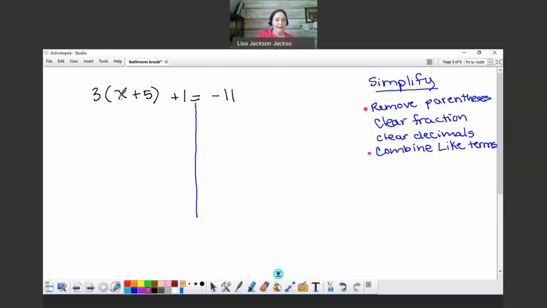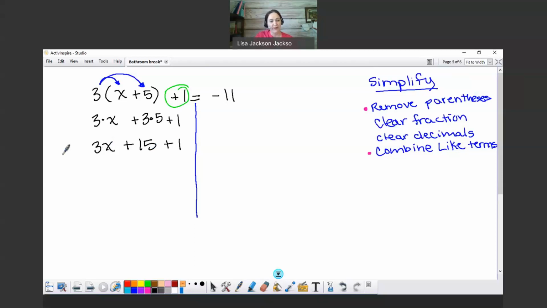All right, so there's our parenthesis, 3 times x and 3 times 5. Don't lose this 1 here. That's a place we go wrong, is just forgetting to write stuff down. Okay, I will simplify. 3 times x is 3x. 3 times 5 is 15, and we have that plus 1.